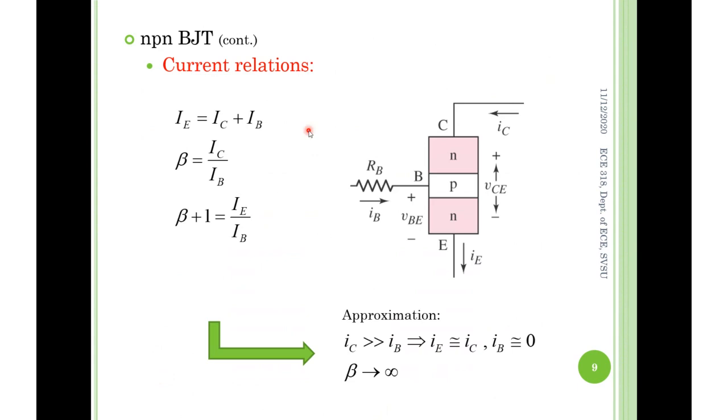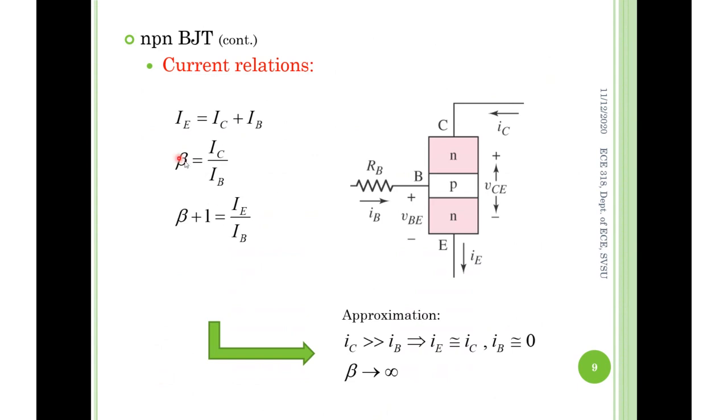Once again, repeating. Emitter current equals the summation of collector current and base current. And here, this is something new. What do you see? This is a current gain. Collector current is a gain, beta, times base current. This is a current gain. Very important.